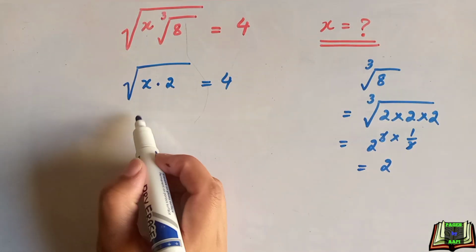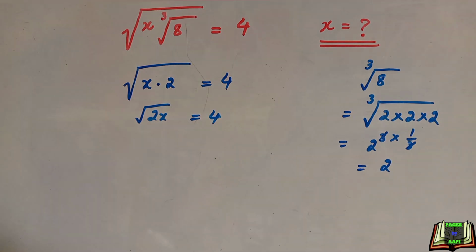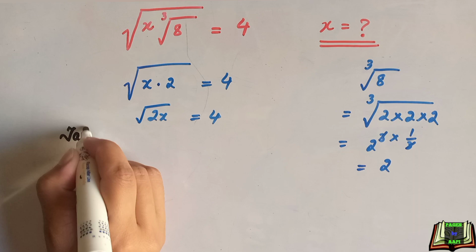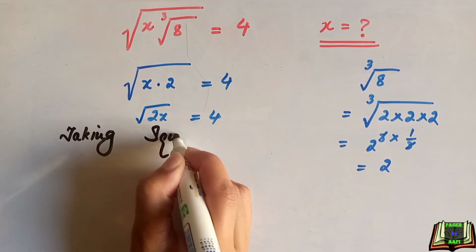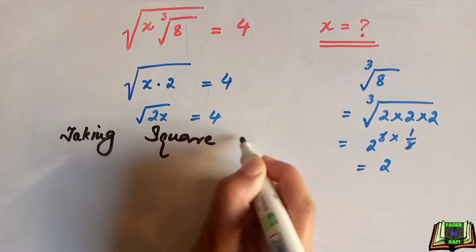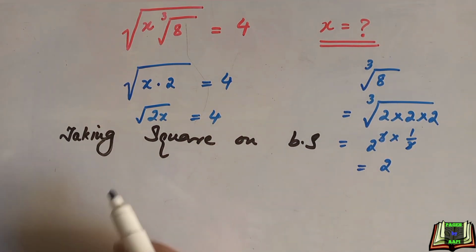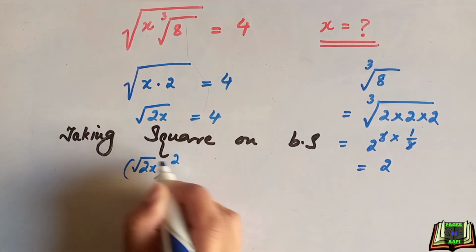Or we can write the square root of 2x is equal to 4. Now in the next step we are going to take the square on both sides. Taking the square on both sides, we get (square root of 2x) whole squared is equal to 4 squared.